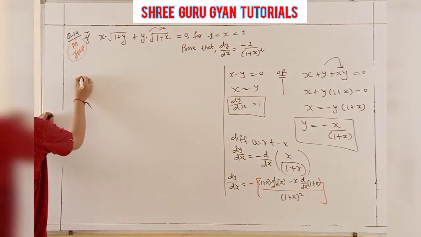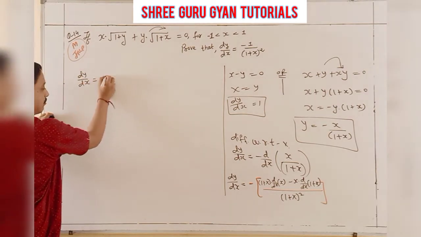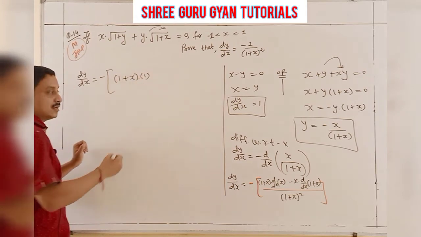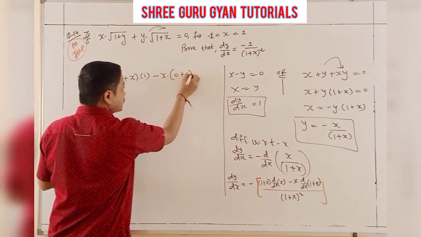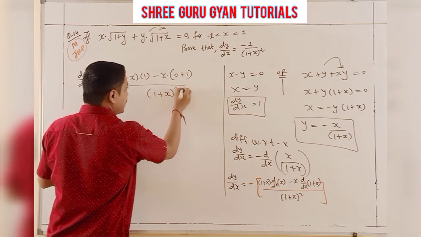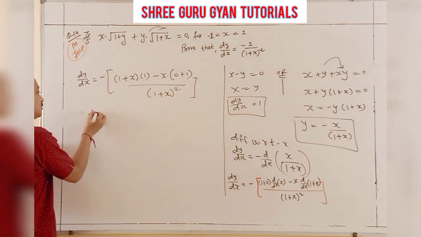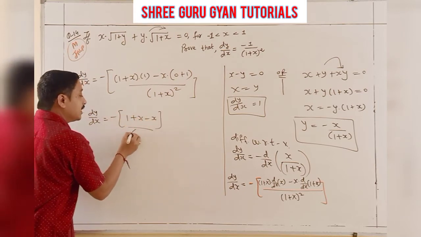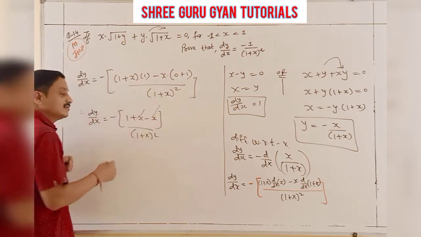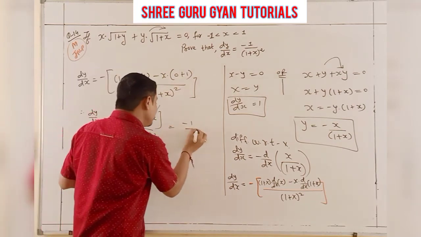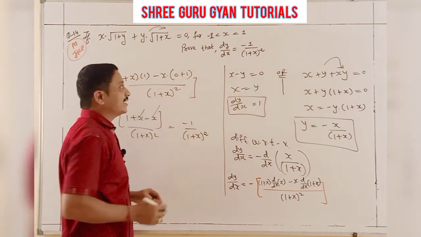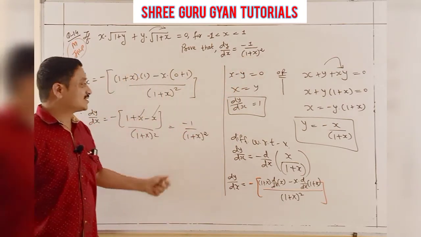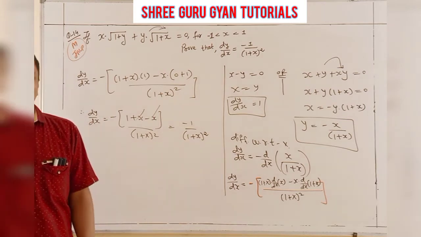So dy by dx is minus, 1 plus x times the derivative of x, 1, minus x times the derivative of 1 plus x, here 0 plus 1, upon 1 plus x whole square as it is. So finally, you get the value here 1 plus x minus x. Check. x and x cancel, 1. Then your answer is 1 upon 1 plus x whole square. That you finished here. Yes students, this part is happily over.